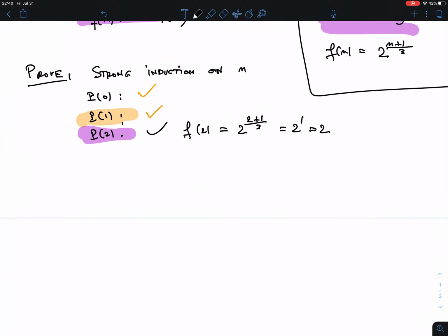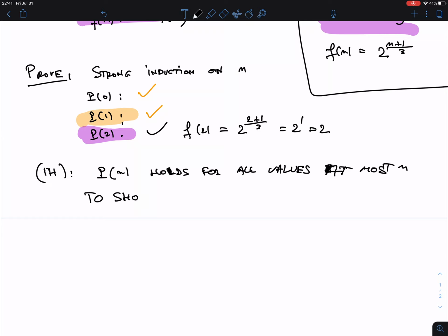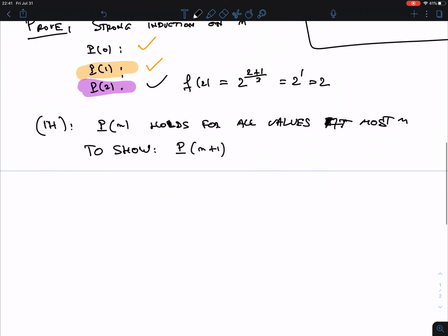So now, the induction step, or induction hypothesis, let me write that down. The induction hypothesis is that Pn holds for all values at most n, and so to show it also holds then for one more, Pn plus 1. Okay, so proof. And now we have to divide by cases. N plus 1. Case 1.